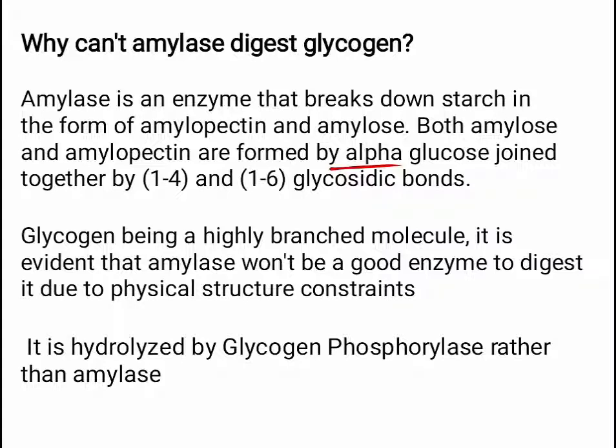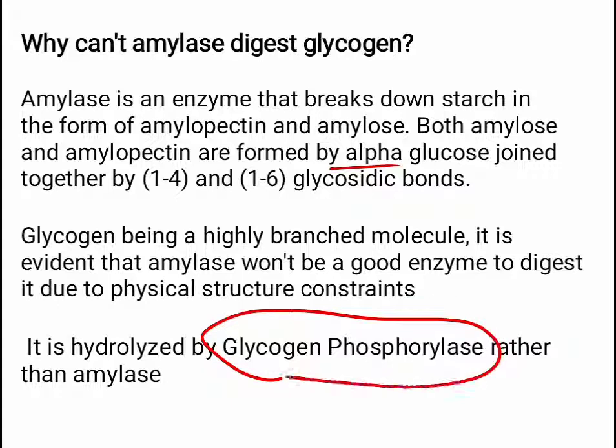Because of the physical structure, glycogen is very highly branched. That's why amylase can't digest glycogen. It is hydrolyzed by glycogen phosphorylase. Actually, this glycogen is hydrolyzed by glycogen phosphorylase rather than amylase.